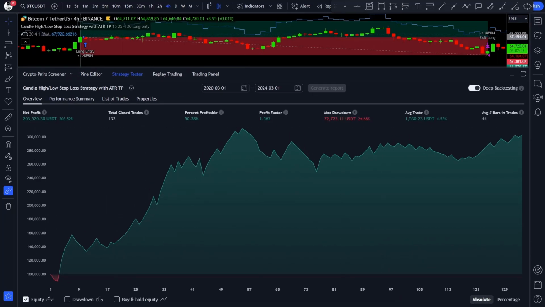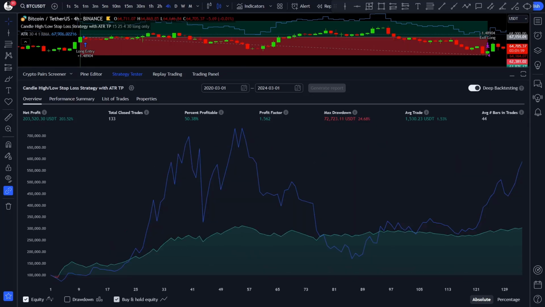During these 4 years, this strategy took 133 trades, generated more than 200% net profit with a 50% win rate, a 1.5 profit factor and 24% maximum drawdown. Looking at the equity curve, this is not my favorite type. We have a nice uptrending move at the beginning, but right around after 2022, the results are just trending sideways. Comparing it to the buy and hold equity curve, the buy and hold actually outperforms it.